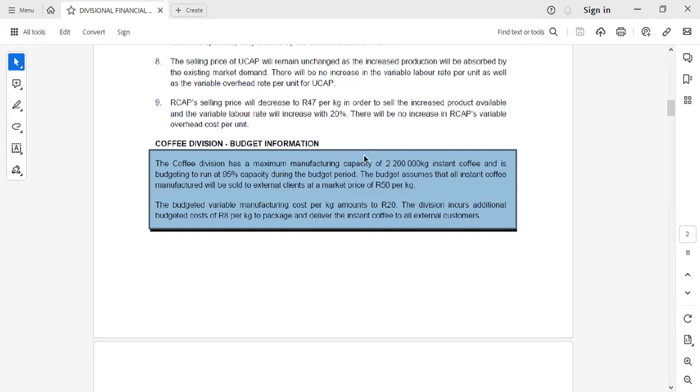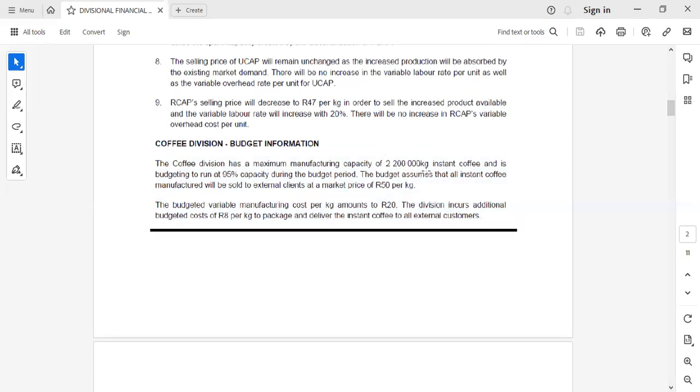Their maximum capacity is 2.2. This is the maximum capacity. And currently they are running at 95% capacity. That means they've got excess capacity of 5%, which they are not using. So let's calculate what is that excess capacity.